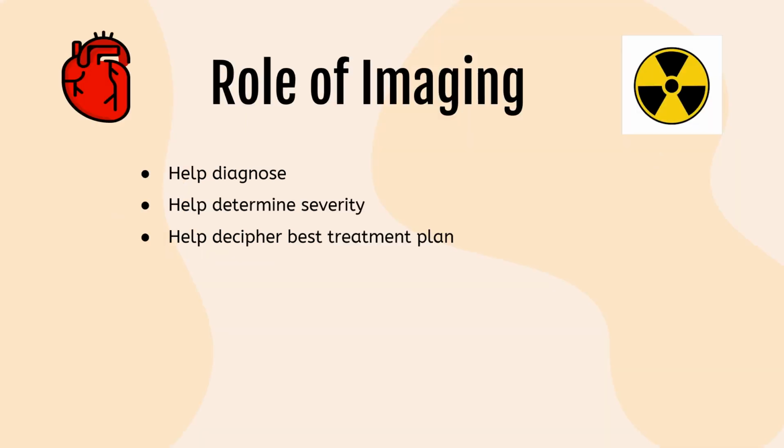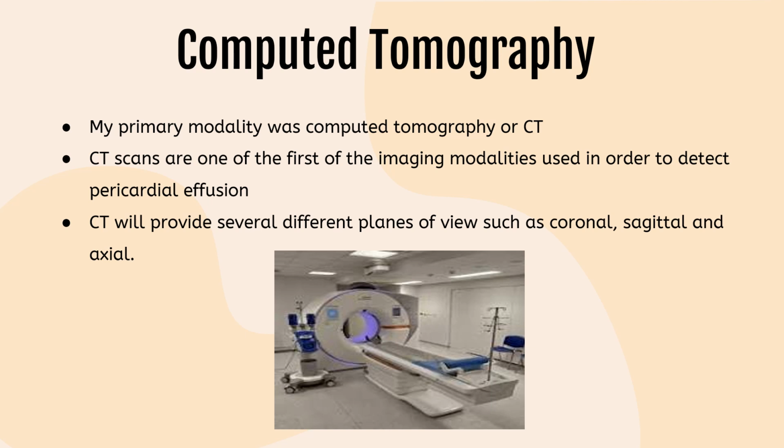The role of imaging in relation to this pathology is to help diagnose it, help determine its severity, and help decide the best treatment plan. My primary modality was computed tomography, also known as CT. CT scans are one of the first imaging modalities used to detect pericardial effusion. However, it is not generally used to look for the condition. Sometimes it happens as an accidental find, but it is still very helpful. CT is able to provide several different planes of view, such as coronal, sagittal, and axial.